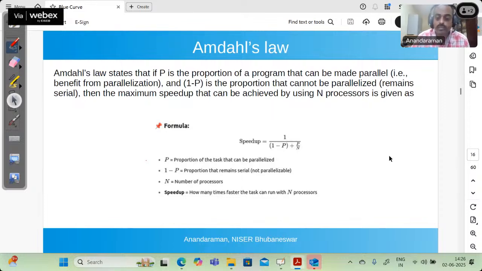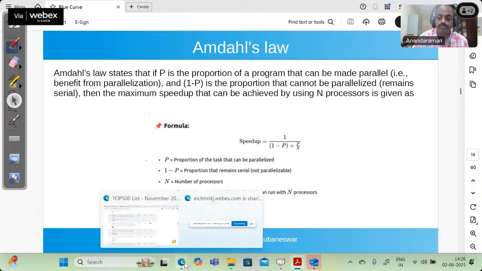1 by (1 minus p plus p by n), where p is the parallel portion in the code and 1 minus p is the serial portion in the code. And n is the number of cores you are going to use to solve the problem. So irrespective of the number of cores, the amount of serial code will determine your speed up.